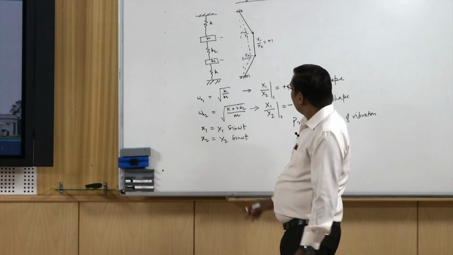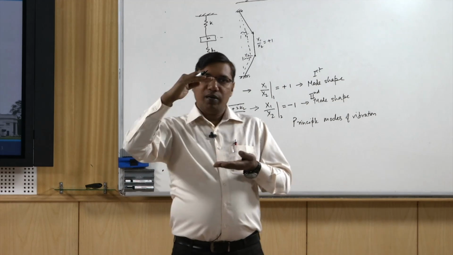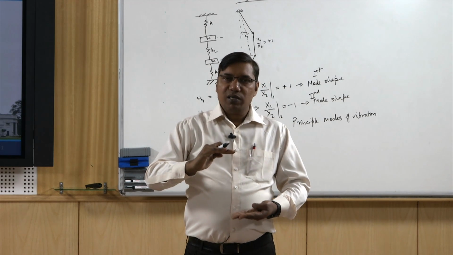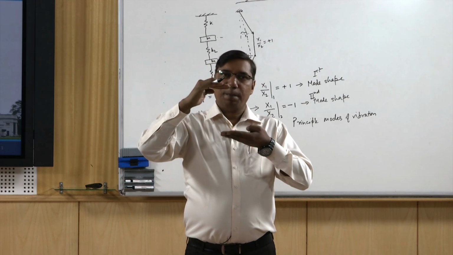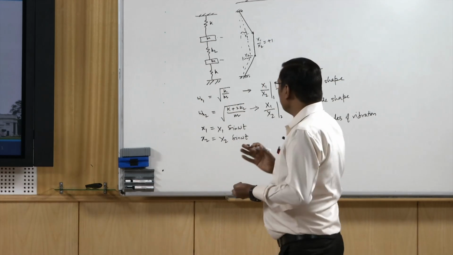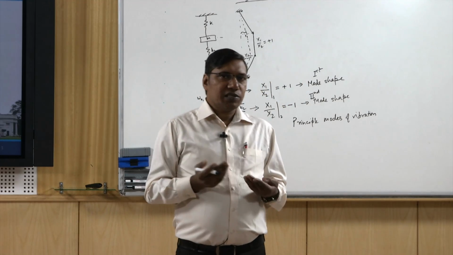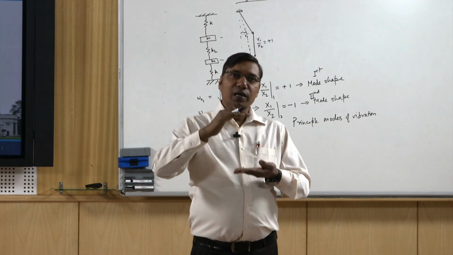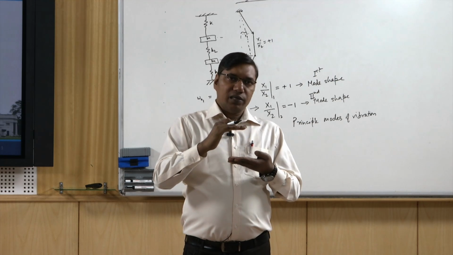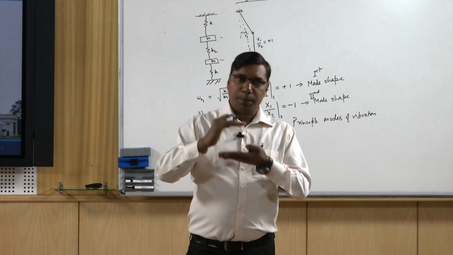What we see is that for this spring K2, when the first mass is going down, the second mass is also going down, and when the first mass is coming up, the second mass is also coming up with the same amplitude. So it means that the spring K2, that middle spring, is neither compressed nor stretched. It is moving with these two masses as a rigid body. It is not getting any compression or extension. It is just translating as a rigid body.